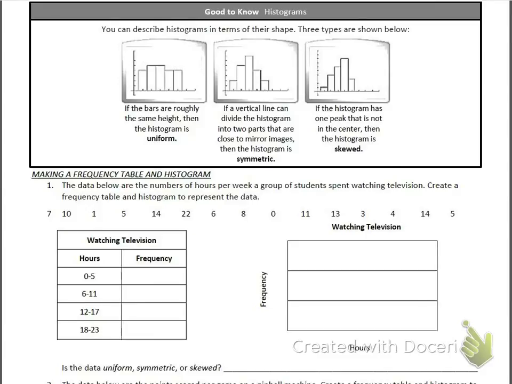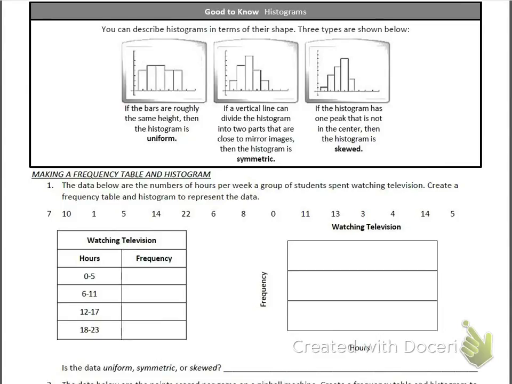So example 1, I gave you a set of data. Together we're going to make a frequency table and a histogram, and then we're going to describe how the data looks. On the second problem, I'm going to have you do it on your own. The data below are the numbers of hours per week a group of students spend watching television. I want you to create a frequency table and then a histogram to represent the data. Are all of these data pieces in order?